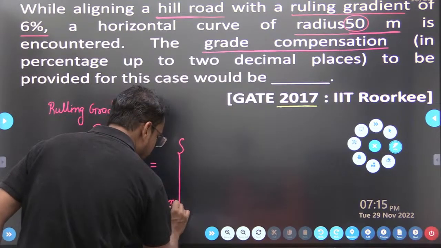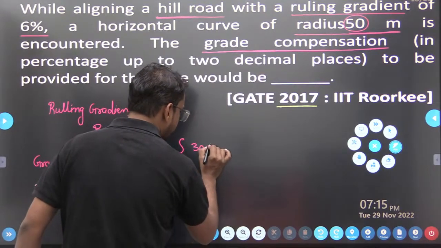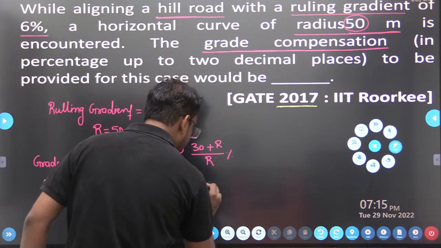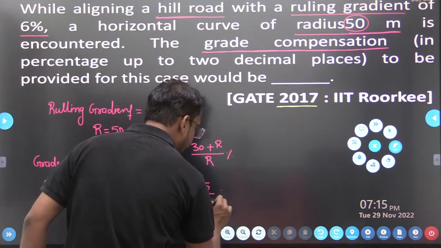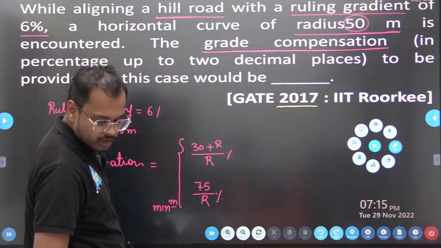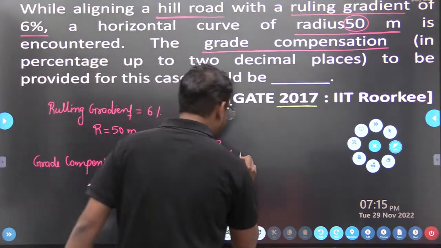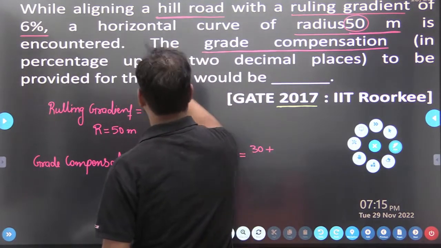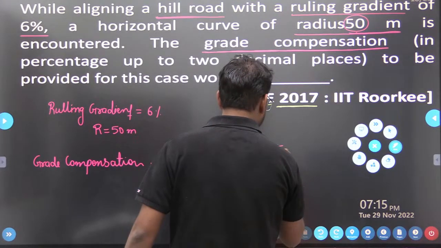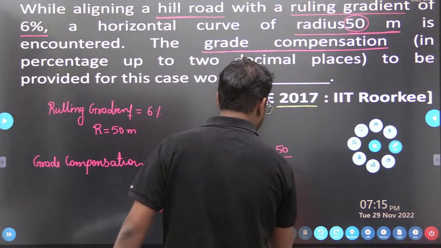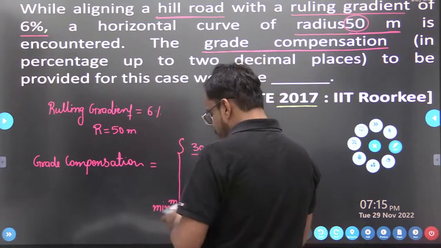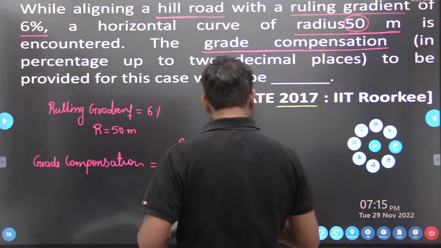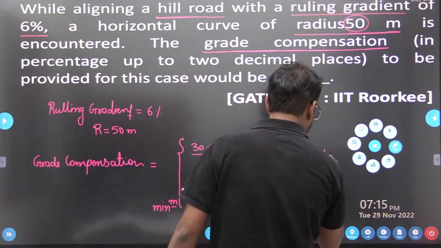grade compensation is equal to minimum of (30 plus R) upon R percent, or 75 upon R percent, whichever is minimum. These are the two formulas. Now put the value: 30 plus, what is the value of radius? Radius is equal to 50 meter, dividing by 50. The value is 80 dividing by 50, so the value is 1.6%.